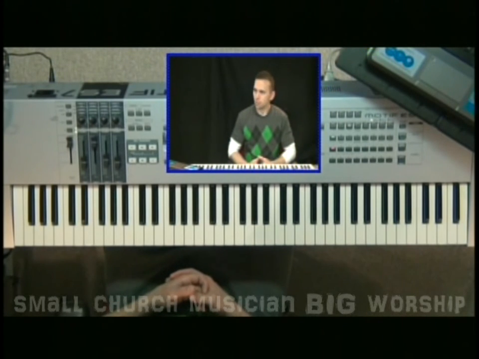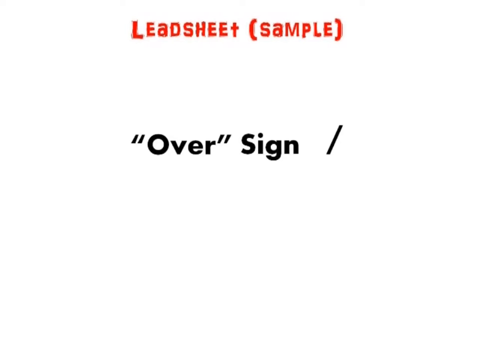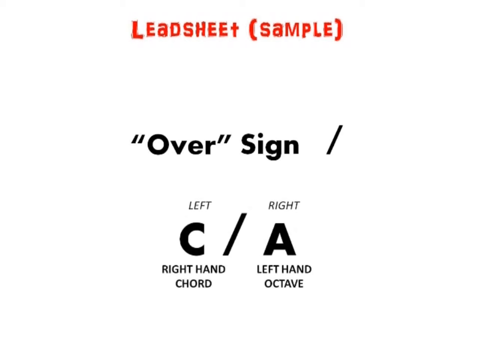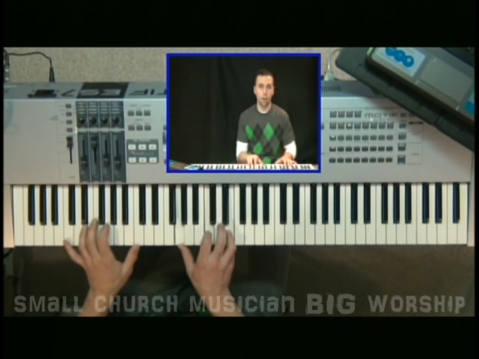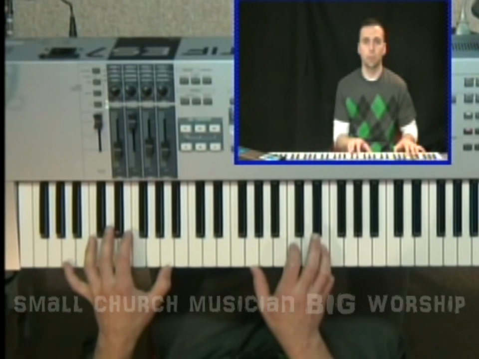It's what I like to call the over sign, and it's just represented by a dash or a slash, if you will. The rule is that the note or the letter of the note that you see on the left of the dash, basically left is right and the right is left. If you see a C/A, you'll know to play the C first on the right hand, and then you play the A on the low register.